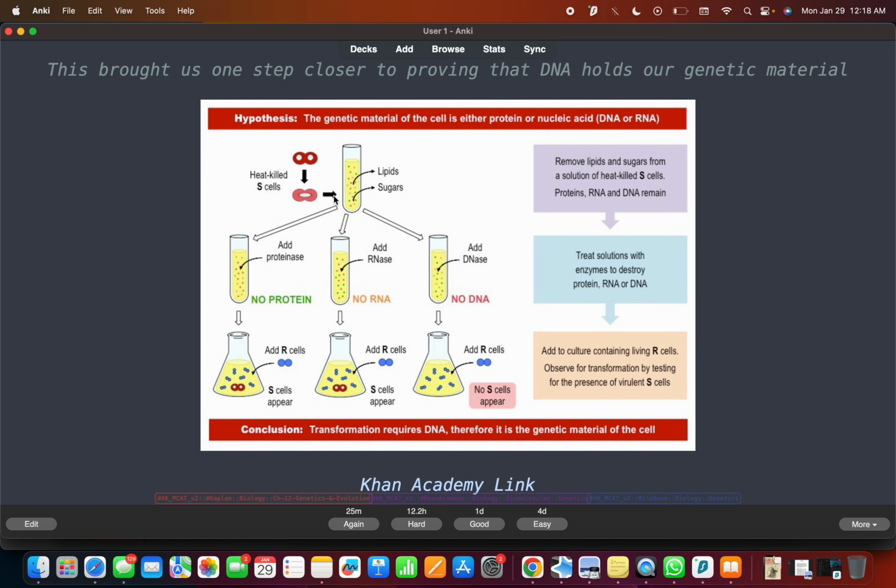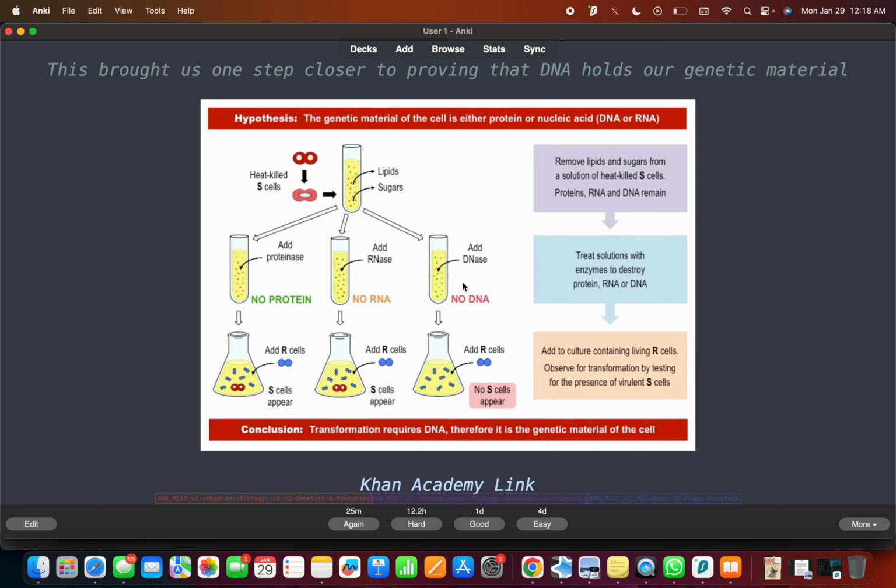Lipids, sugars. Add proteinase, no protein. S cells appear. Add RNase, no RNA. S cells appear. Add DNase, no DNA. No S cells appear. So the hypothesis was that the genetic material of the cell is either protein or nucleic acid, DNA or RNA. The conclusion was that transformation requires DNA, therefore it is the genetic material of the cell.